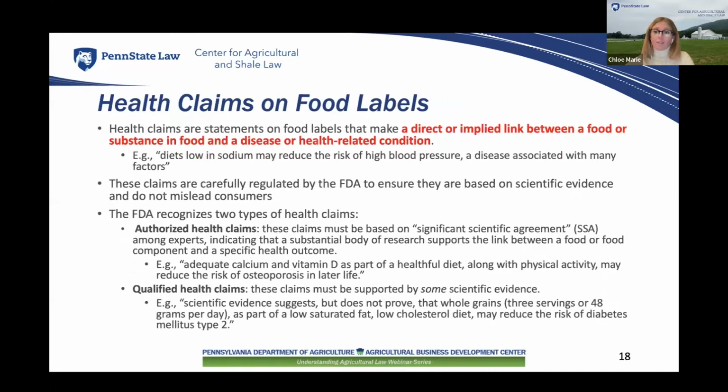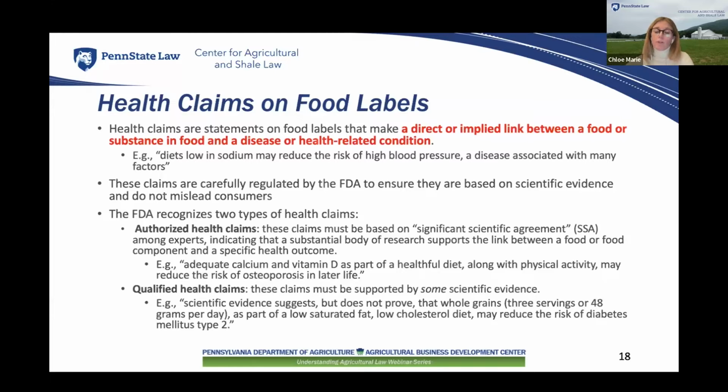So a health claim is a statement that suggests or implies a relationship between a food or substance in the food and a disease or health-related condition. For example, diets low in sodium may reduce the risk of high blood pressure, a disease associated with many factors. These claims must meet certain scientific standards and be approved by the FDA before being used on a product label. They are limited to those that support disease risk reduction and cannot claim to diagnose, cure, mitigate, or treat any disease. There are 2 types of health claims.